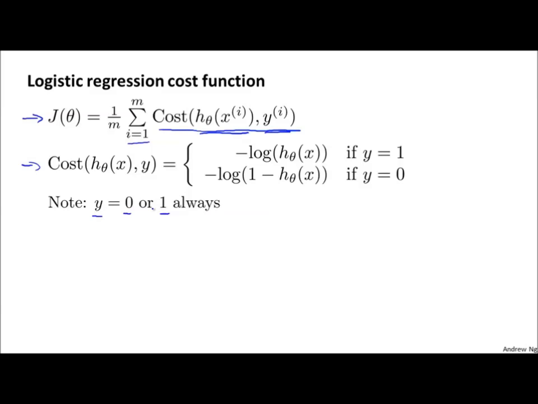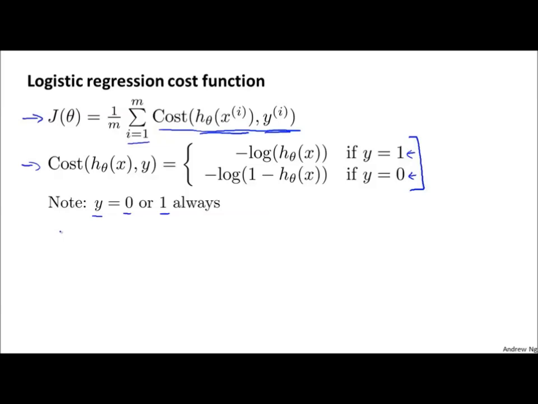Because y is either 0 or 1, we'll be able to come up with a simpler way to write this cost function. In particular, rather than writing out this cost function on two separate lines with two separate cases for y equals 1 and y equals 0, I'm going to show you a way to take these two lines and compress them into one equation. This will make it more convenient to write out a cost function and derive gradient descent.